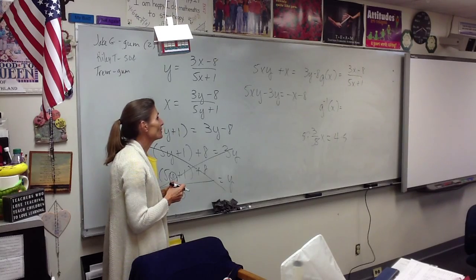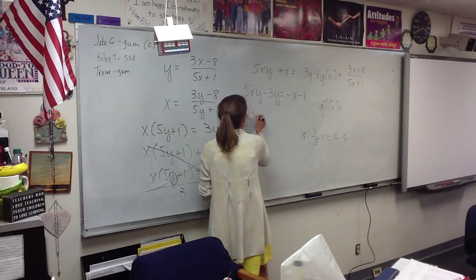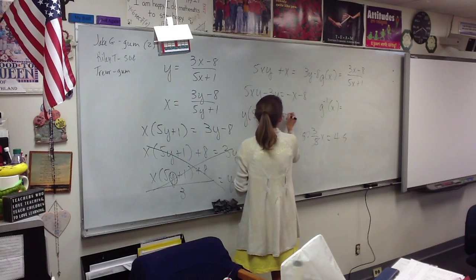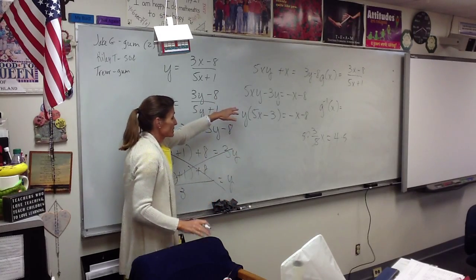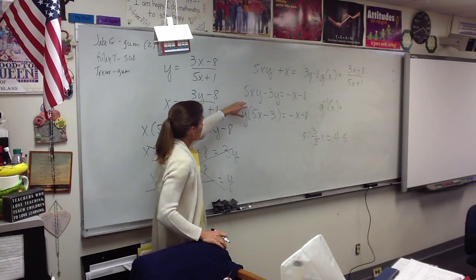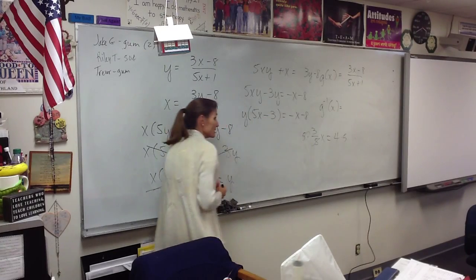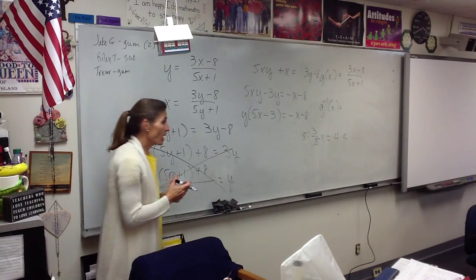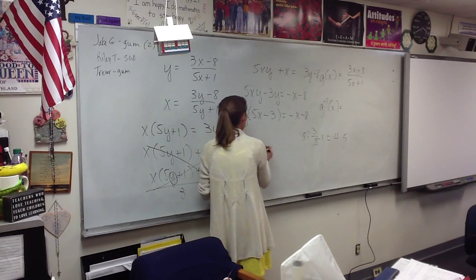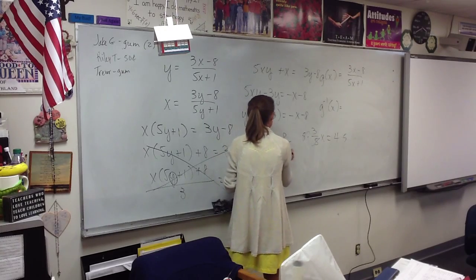You got a y? Yes, we're going to factor out a y. So we're going to factor out a y, and we're left with 5x minus 3. Now we're almost there. What was our objective? Get y by itself. So guess what I'm going to do now? Divide. I'm going to divide by 5x minus 3.